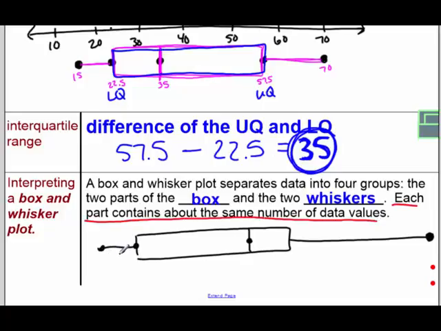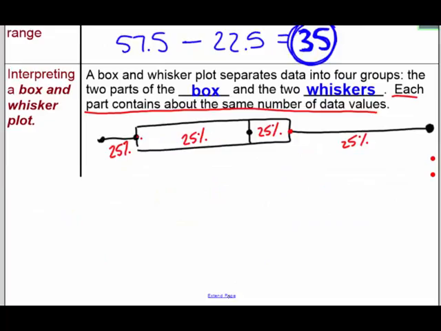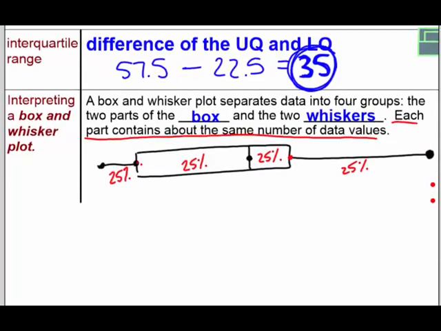So in other words, this whisker contains 25% of the data points. The first half of this box is 25% of the data points. The second half of this box is 25% of the data. And the second whisker is also 25% of the data points. That's why a box and whisker plot is separated into 4 groups, even though the 4 groups don't look evenly distributed on an actual box and whisker plot. Do know that each part represents 25% of the data.